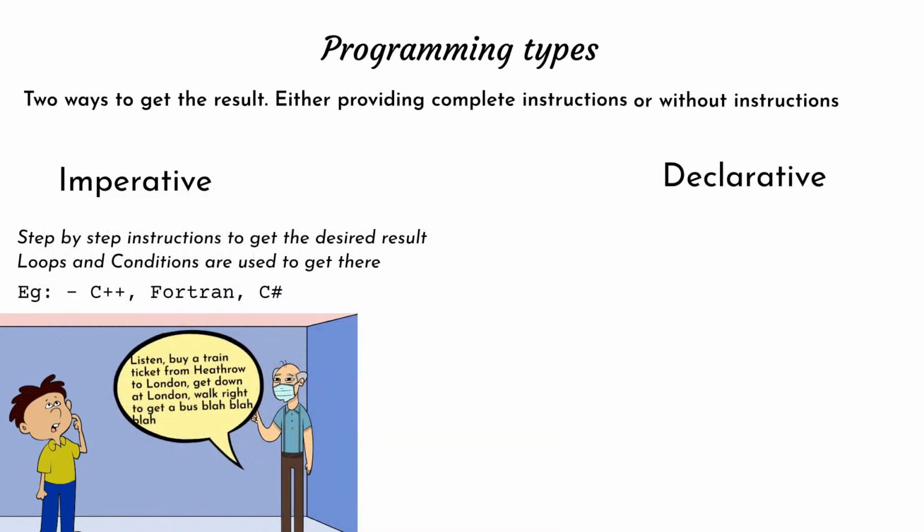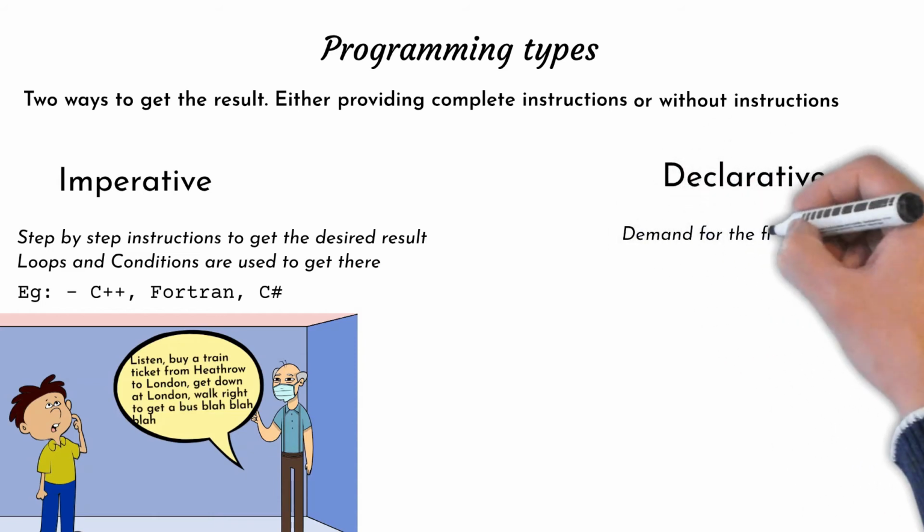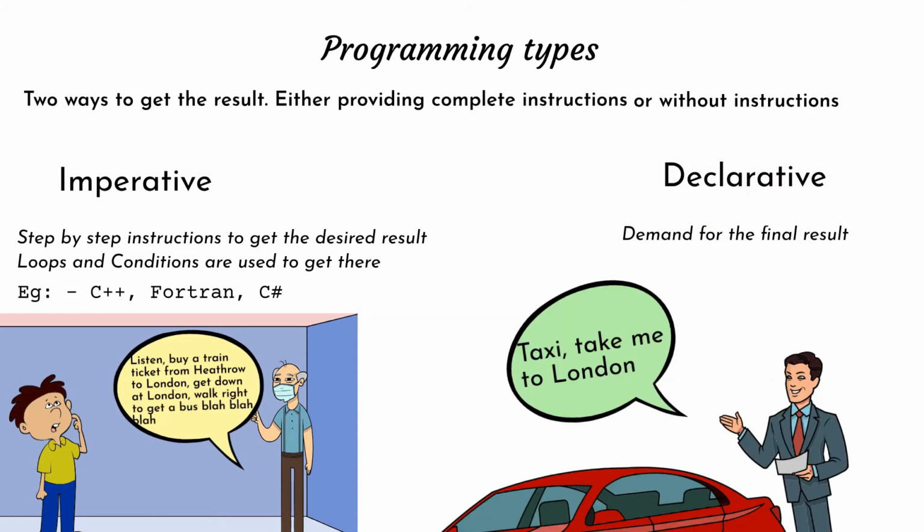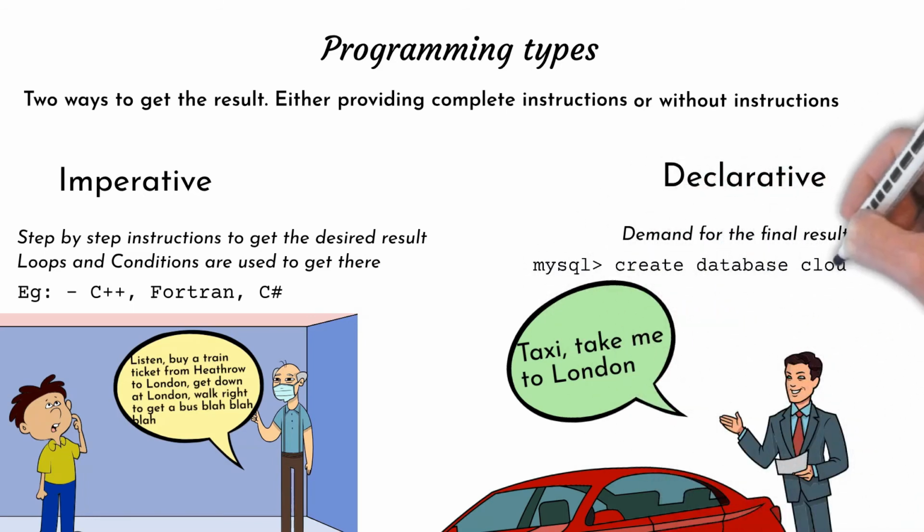Declarative programming is just the opposite of imperative programming. There we don't specify the steps, instead we ask for the desired result. SQL is the best example of it. We will discuss it in upcoming modules.